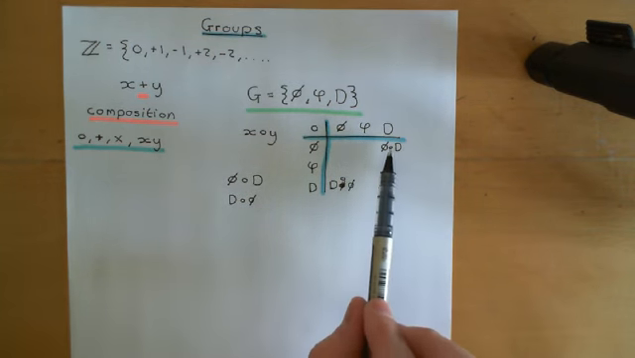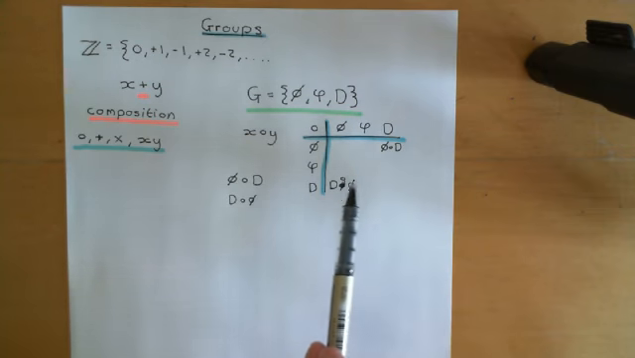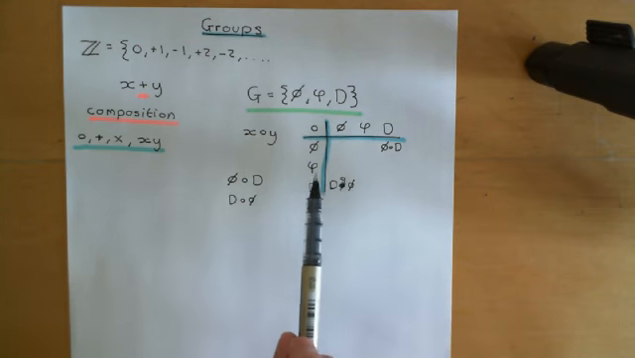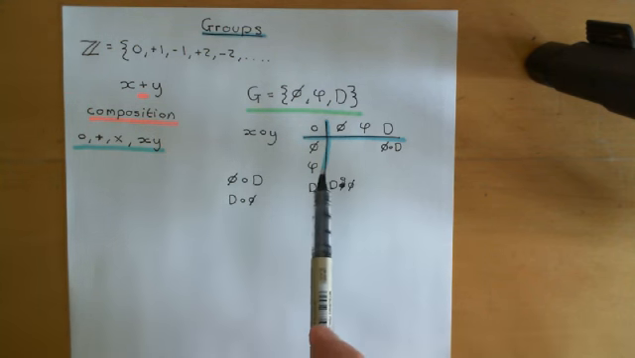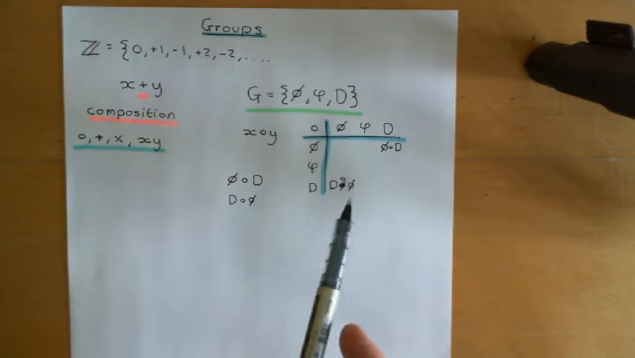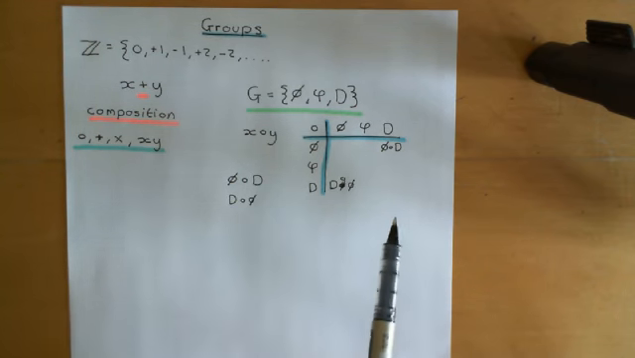So basically what I'm saying is that capital Phi composed with d, the answer up here, doesn't necessarily need to be the same as the answer here. Okay, right. So what you could do is fill in answers. You could make up your own composition table. You could put in whatever answers you want here.